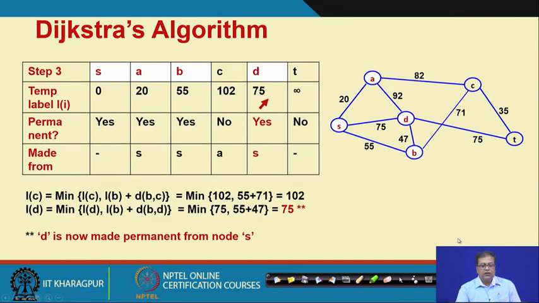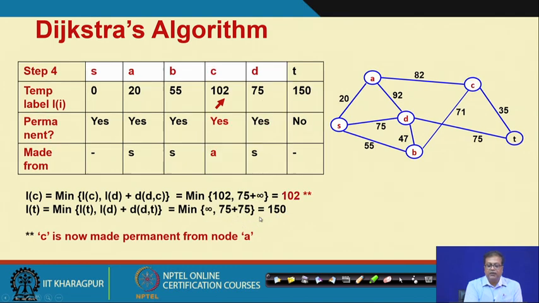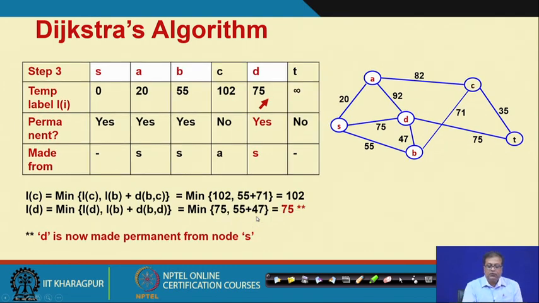Let us see. Again we come to the next slide, and from B we find distance up to C and distance up to D. The distance up to C was 55 and 71, but 102 was already there, 102 was lower, and the other value, 75, is lower than this value. So, we find the 102 and 75. Those will be the new computations, and 75 is lower. So, I put D, and D is the permanent node now. We have now S, A, B, D, these 4 permanent.